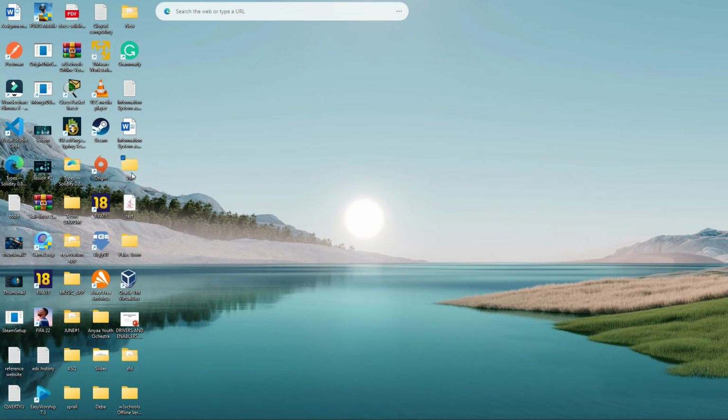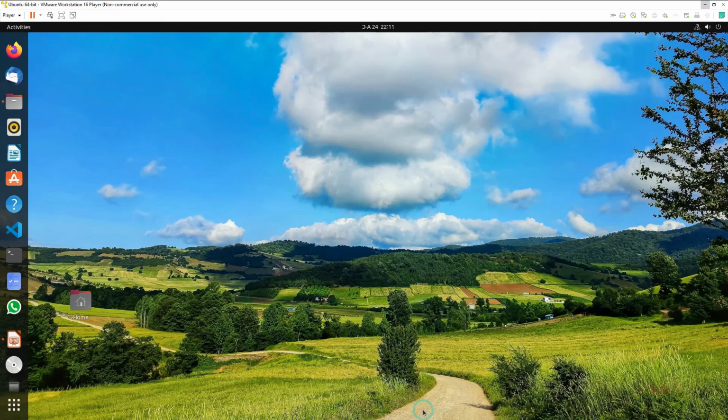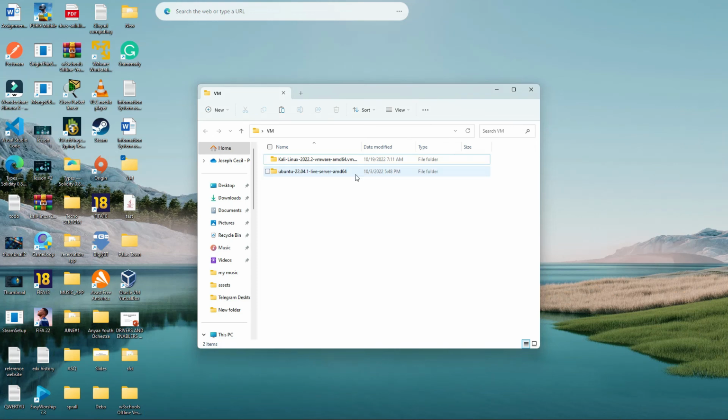When I open this folder, you can see I have Kali Linux and Ubuntu. What you saw is Ubuntu. This is the file I'm running. If I'm running this on a server, and the server goes off or something happens, this file is what is transferred to another server so that I can continue working without getting disrupted on the cloud. So this is what virtualization is.